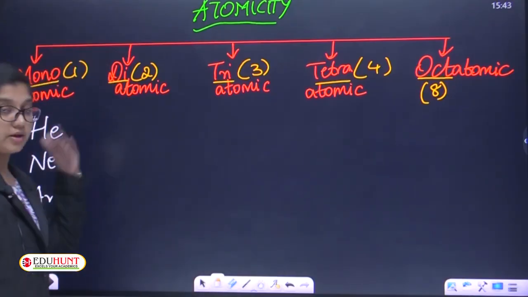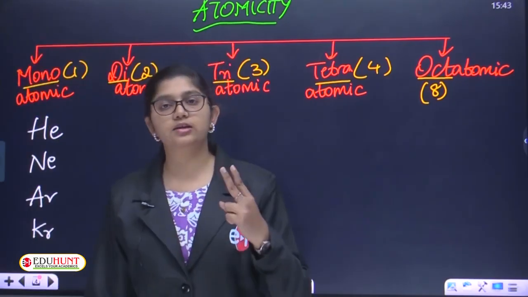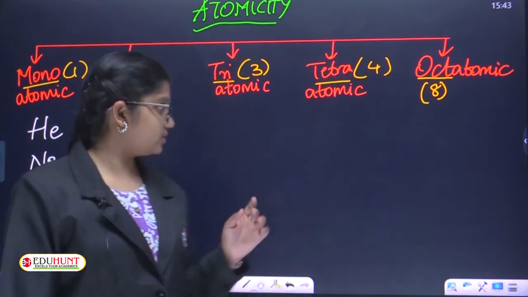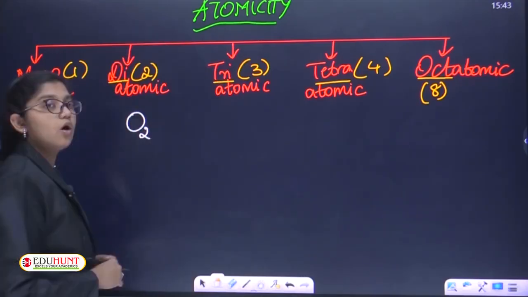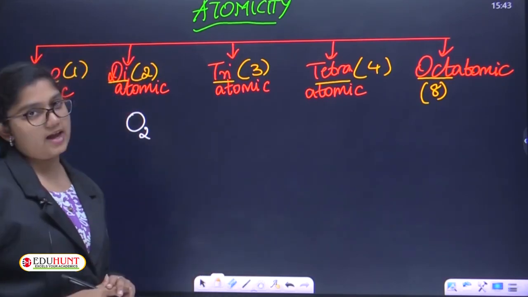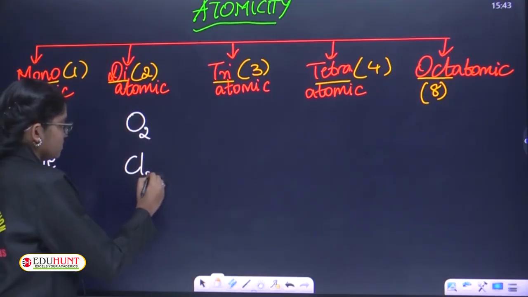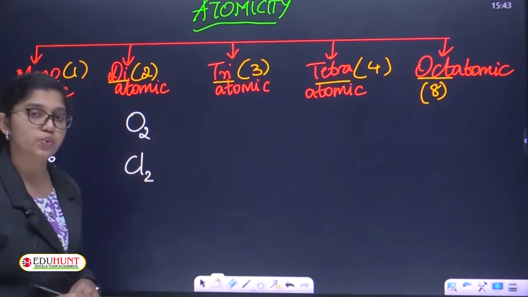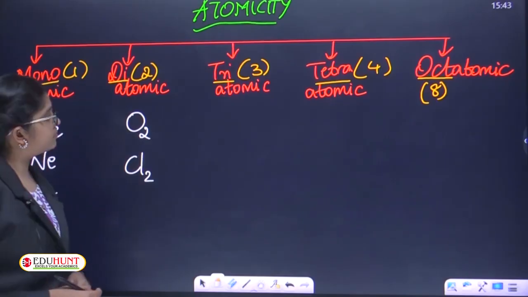And coming to diatomic, what is meant by di? Di means 2 atoms. There should be 2 atoms present in that particular element. Examples for this is oxygen. Oxygen gas is combined with 2 oxygen atoms. So, O2 is the representation. Next is chlorine gas, Cl2. So on, we can write for diatomic.